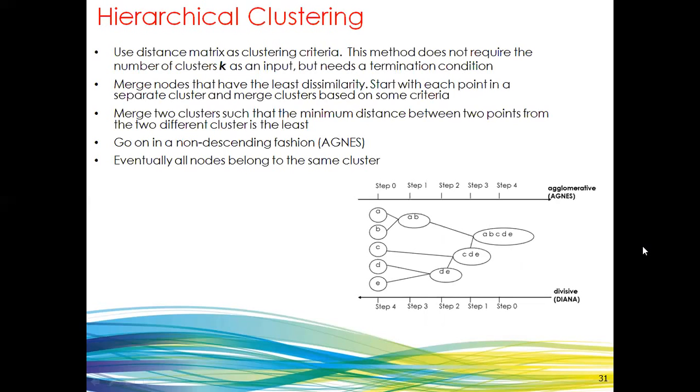And this is one way to look at it. Hierarchical clustering is very difficult when your number of cases is large, because you have to start with all the records, and it's very time consuming, very expensive, and sometimes very difficult to do as well. So as I mentioned, you merge the nodes that have the least dissimilarity, start with a point in a cluster, and merge clusters based on some criteria.